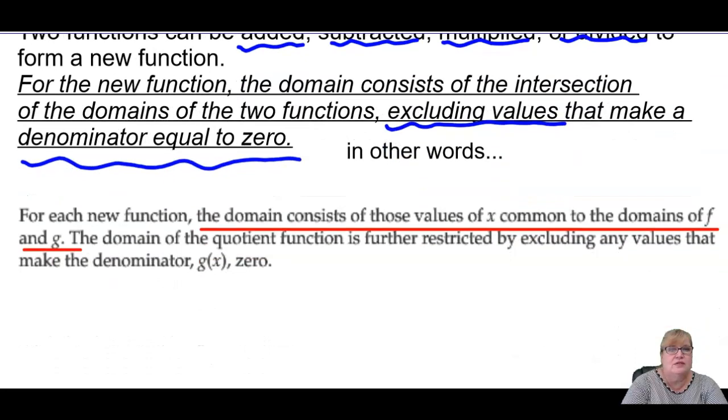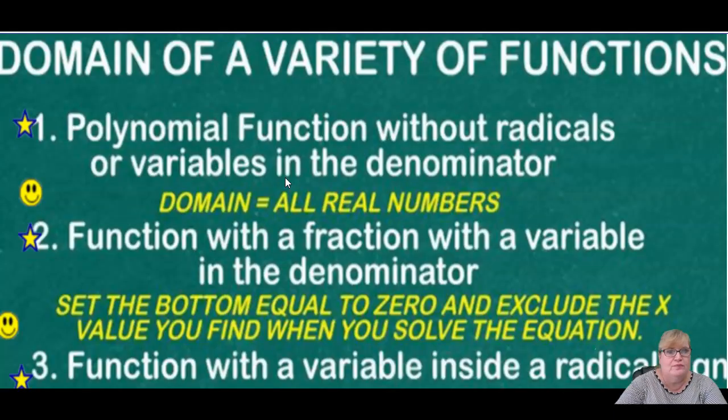In other words, for each new function, the domain consists of those values of x common to the domains of f and g. The domain of the quotient function is further restricted by excluding any values that make the denominator 0. So we can have restrictions if there's a square root, just like we talked about earlier. Hoping you remember this, okay?